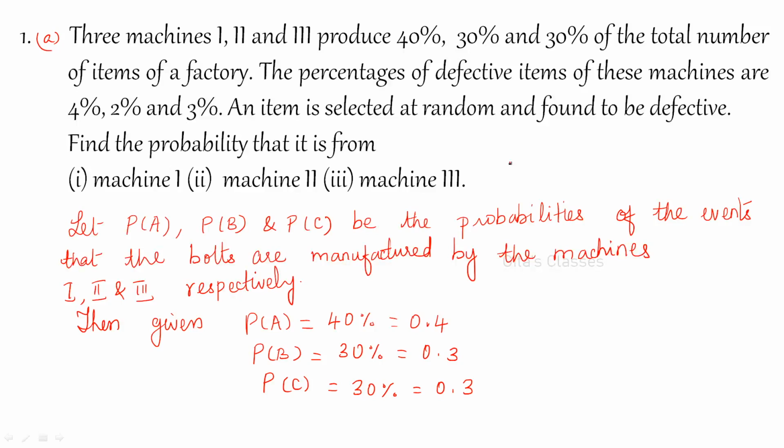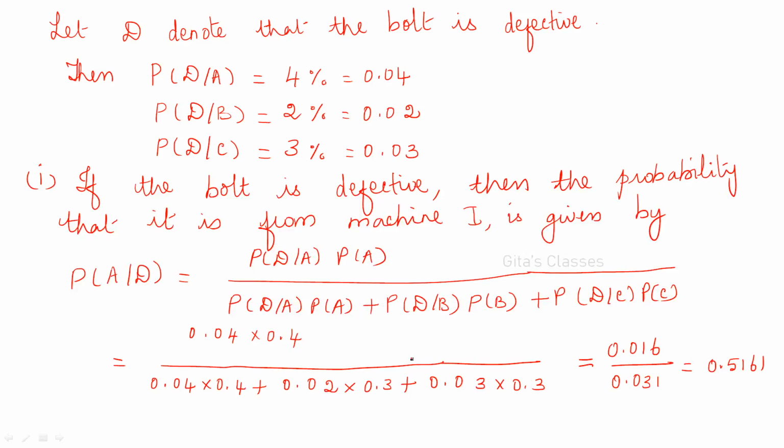There are three machines, so let us take P of A, P of B and P of C to be the corresponding probabilities that the bolts are manufactured by machines 1, 2 and 3 respectively. Given that the items produced by machines 1, 2, 3 are 40%, 30% and 30% respectively, therefore P of A is 0.4, P of B is 0.3 and P of C is 0.3.